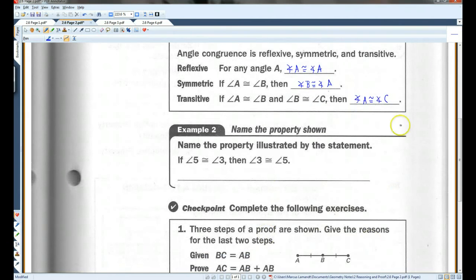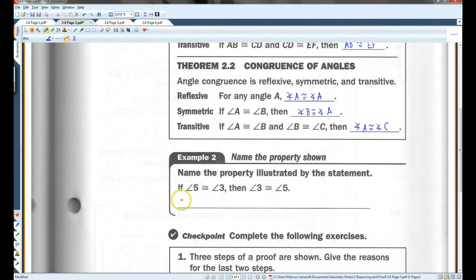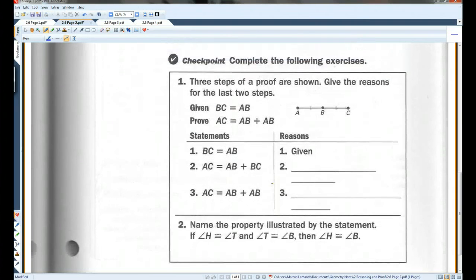Example 2. Name the property that is illustrated by the statement: if angle 5 is congruent to angle 3, then angle 3 is congruent to angle 5. Obviously, this is the symmetric property of congruence. Notice that it's of congruence and not of equality because we're using a congruence symbol. Okay? Alright, I'll let you guys do the checkpoint.